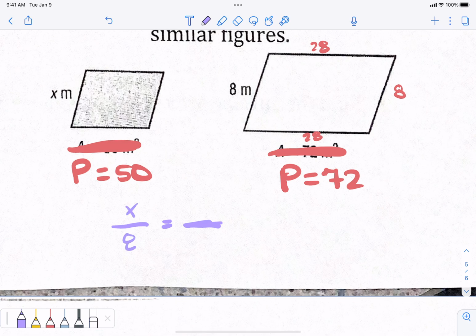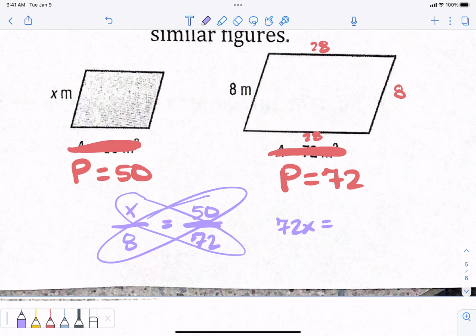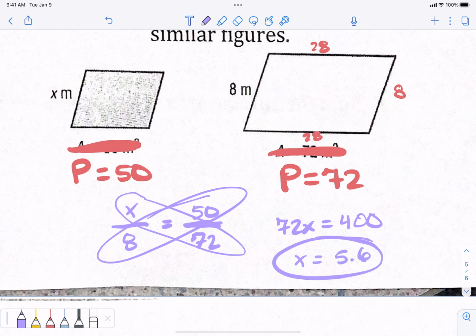X over 8 equals 50 over 72. Yep, that's exactly right. We're probably going to end up with a decimal, but that's fine. X times 72 equals 8 times 50, which is like 400, I think. 400 divided by 72 is 5.6. That is what X will be in order for that to be proportionate.